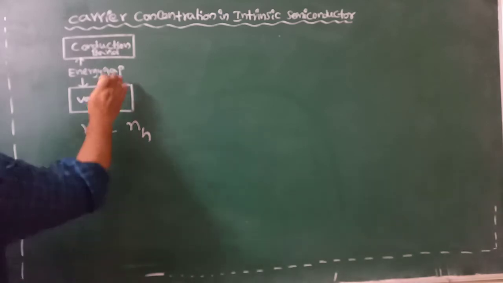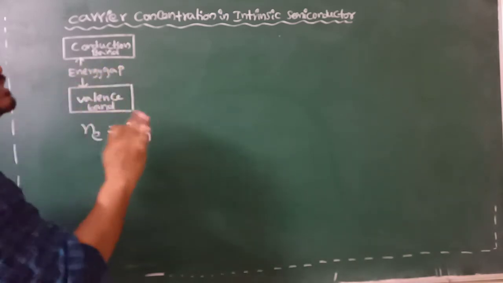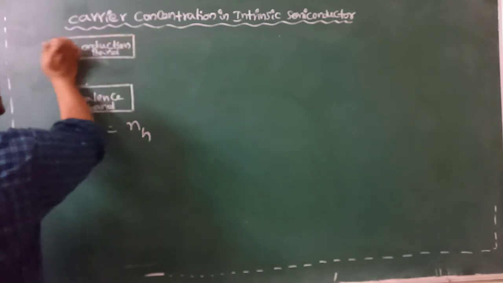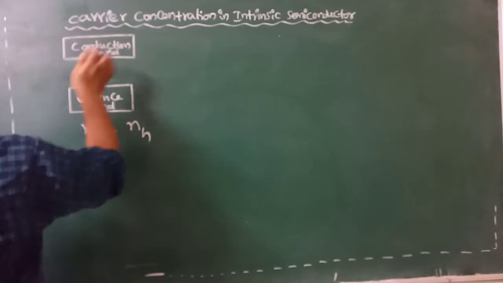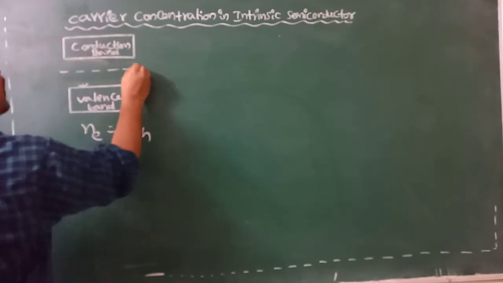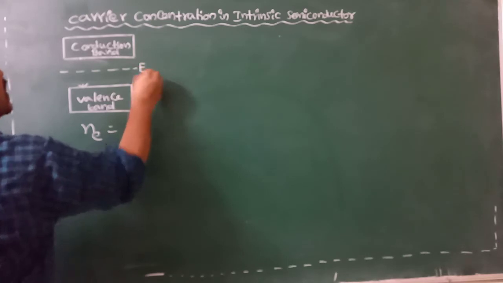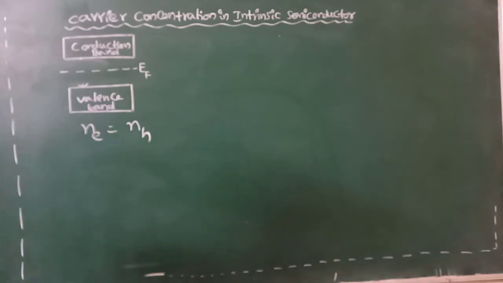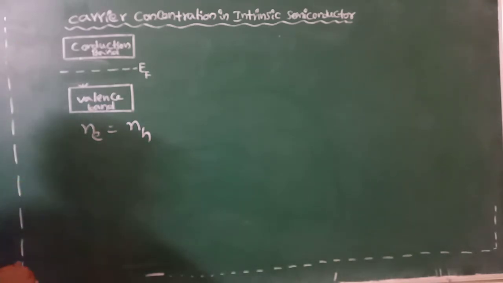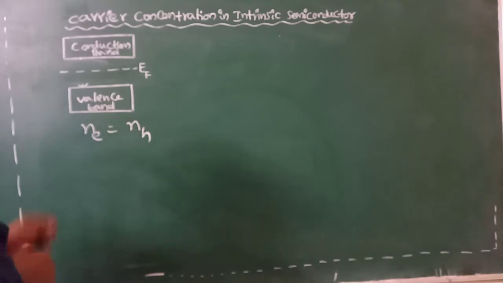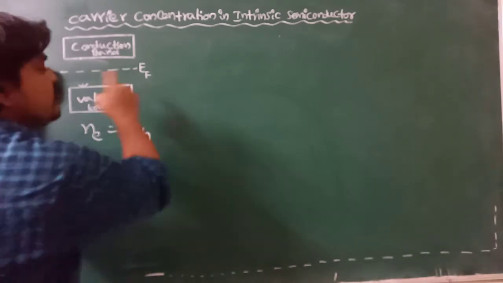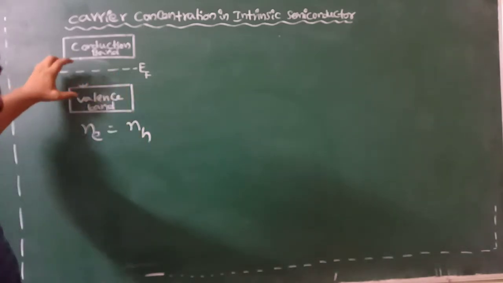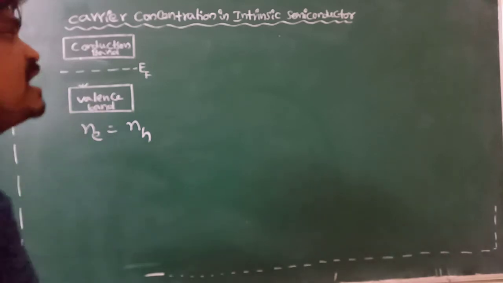And the Fermi energy level lies between the conduction band and valency band. The Fermi energy level is represented by the letter EF. In the case of intrinsic semiconductor, the Fermi energy level EF lies at the middle of the energy gap which is present between the conduction band and valency band.